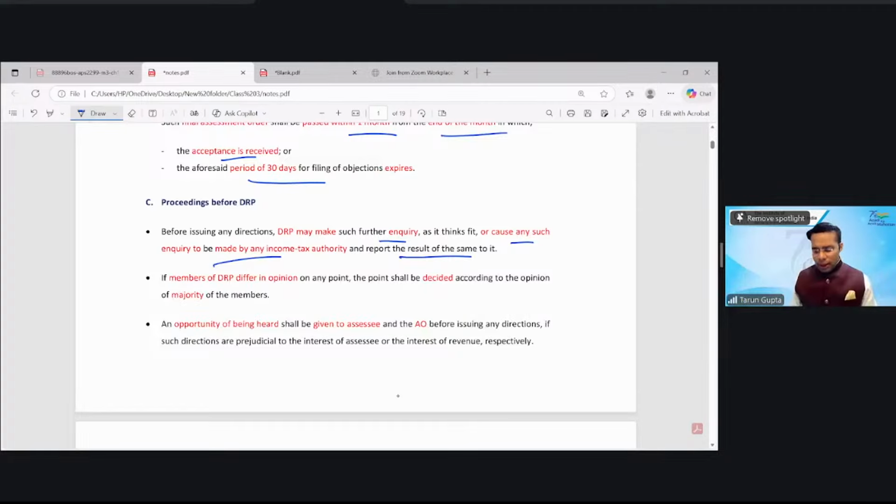So Geeta ma'am is saying that the notes are not available. So I'll upload the notes after the class itself. Okay. No problem. I'll upload the complete notes for the assessment procedure, all the 3 classes, after this class.